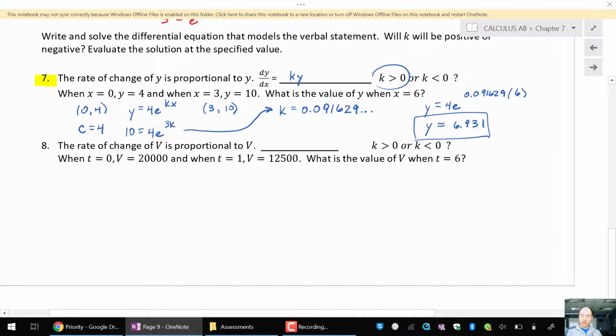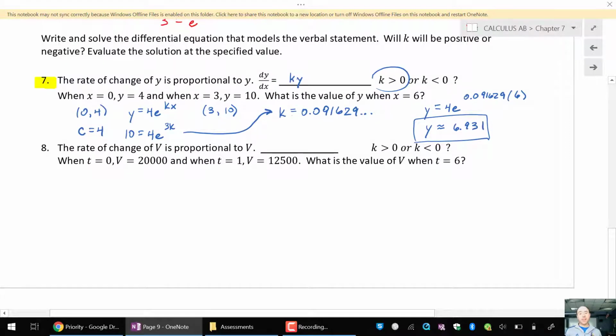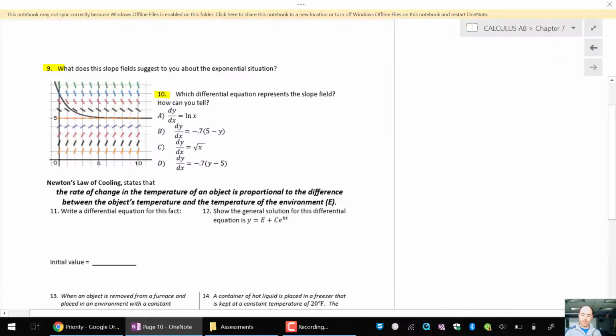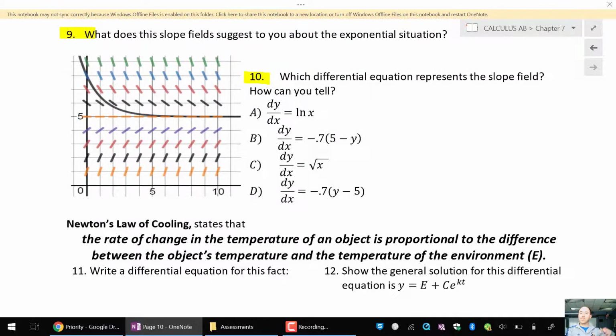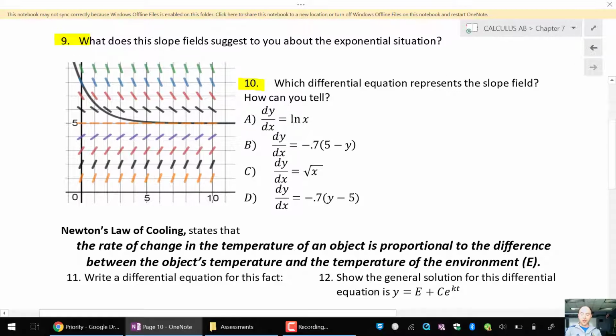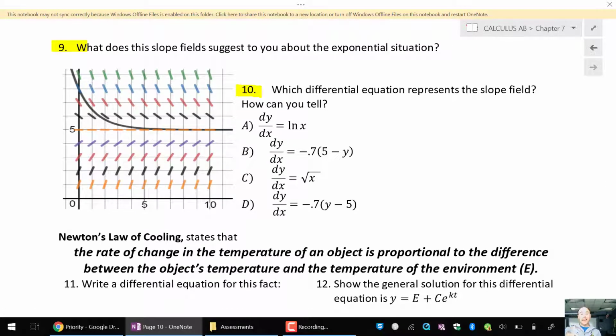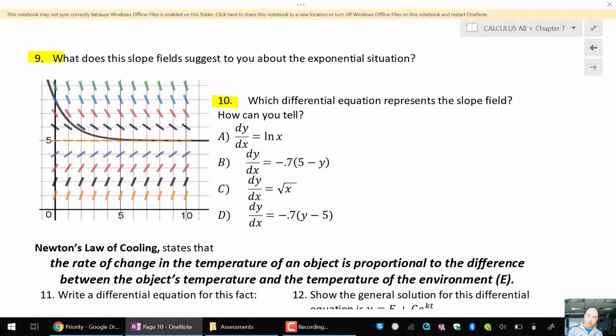So there we go, taking just a sort of a generic example of exponential growth and applying it to a problem like that. Now, one last question to close with, and that looks like this. One more, again, I like this idea of kind of marrying the slope field to the actual differential equation, being able to see both and interpret the patterns in both. So number 9 says, what does this slope field suggest about the exponential situation? Well, I see that there's clearly an exponential decay curve. So I'm going to label this graph as a decay situation.